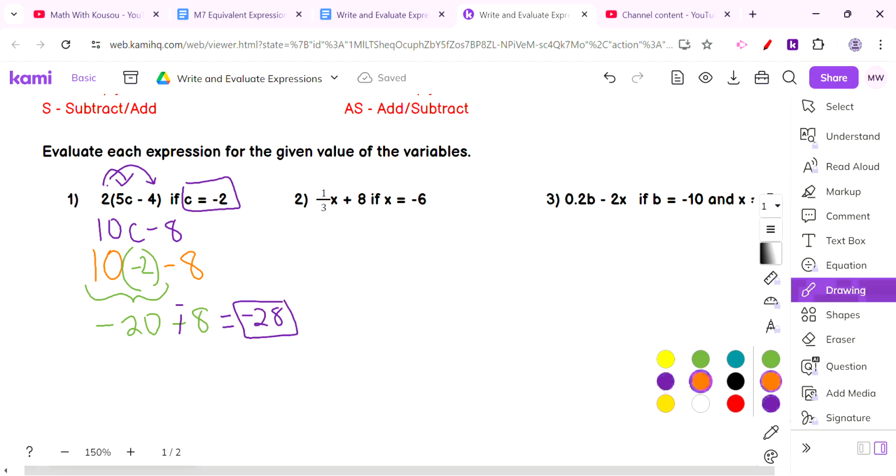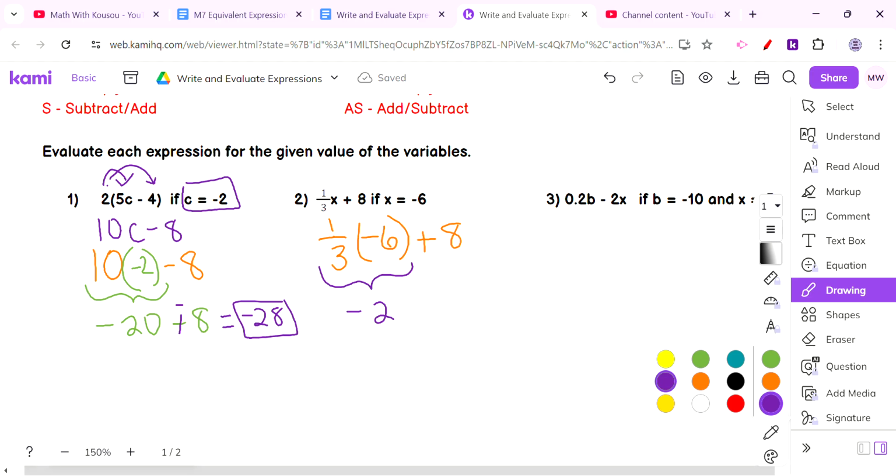All right, next we have here 1/3 x plus 8 if x is equal to negative 6. Now this expression here is already simplified, so we just need to go directly into substituting. So we have 1/3 times x, which is negative 6. So I put that in parentheses, negative 6 plus 8. So 1/3 times negative 6, that gets us negative 2. In case you don't know that, right, 1/3 of 6 is 2.